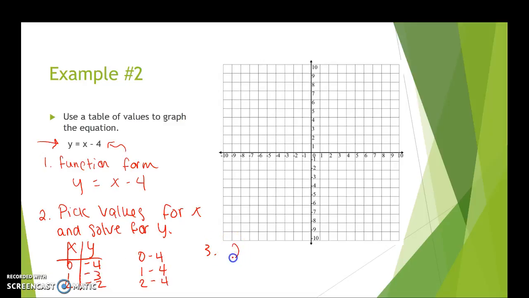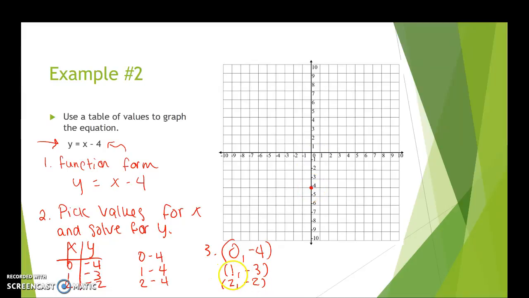So we have 0 comma negative 4, 1 comma negative 3, and 2 comma negative 2. I'm going to graph these points on my coordinate grid right here. So 0, negative 4: we start at the origin, 0, 0, and then we go down negative 4, 1, 2, 3, 4. There's my first point.